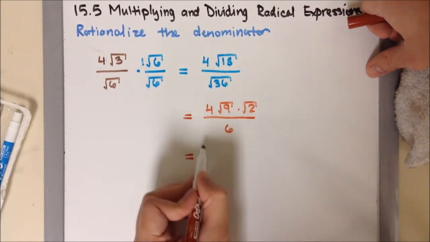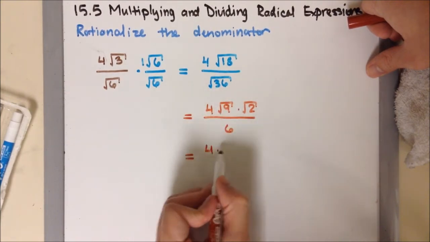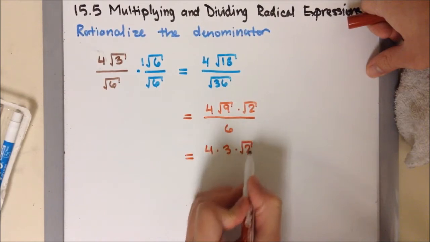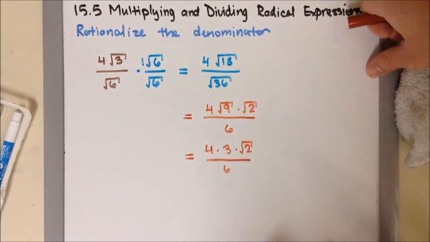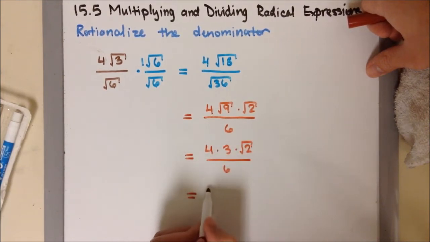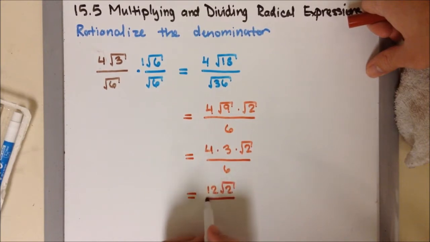From there, 4, and here you can actually do the square root of 9, which is 3, and then the square root of 2 stays the same, over 6. Then I'm just going to do 4 times 3, which is 12, and then carry the square root of 2, and then bring the 6 in the denominator.